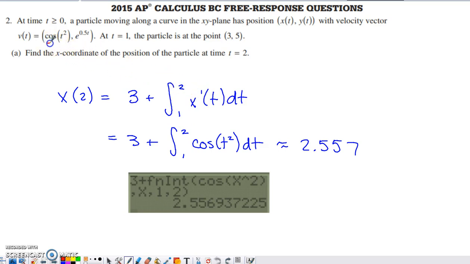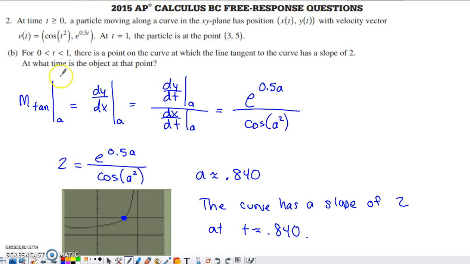Well, the rate of change of the x coordinate of position is the x component of velocity. Therefore, that's the function that goes into this integral. And it's a calculator problem, so if the calculator's in play, here's my TI-83 input, and there is your final result for part A. Part B says that between 0 and 1, there's a point on the curve where our tangent line has a slope of 2. We want to know what time this happens.